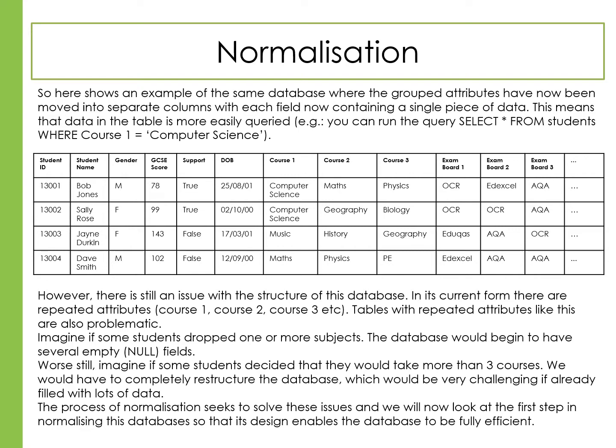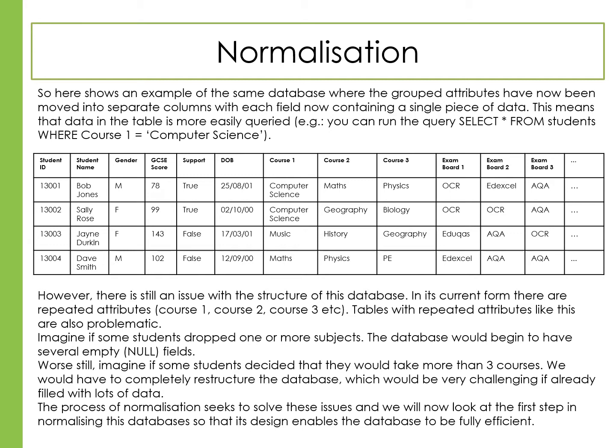So this example here, you can say the grouped attributes have now been moved into separate columns. So you can see that Bob Jones now has 3 separate courses, each in a different column. This means it's easier for us to actually query this table and find who is taking computer science. However, there's still an issue here with the structure of our table and our database. There are actually repeated attributes: course 1, course 2 and course 3. These can also cause problems.